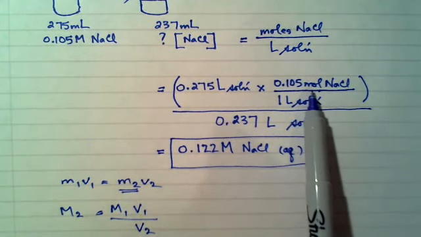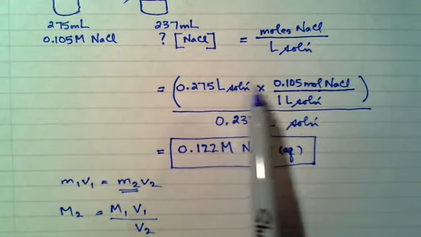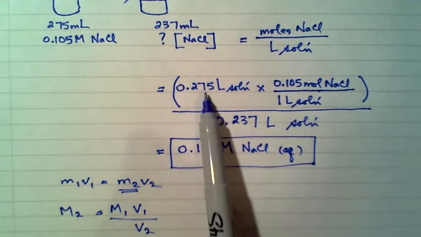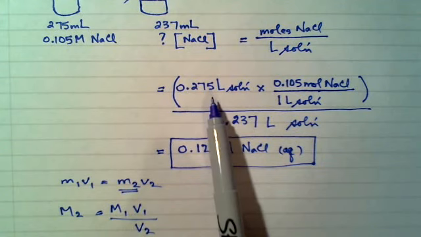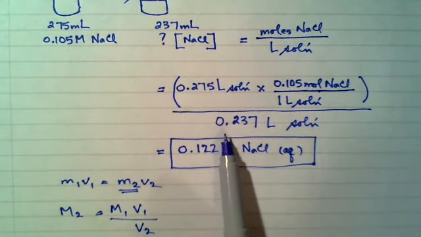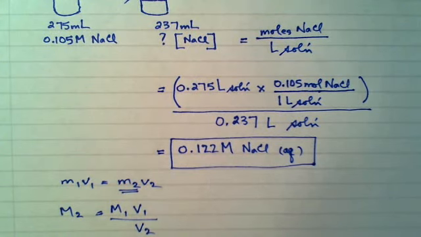There's M1, 0.105 molar, times V1, 0.275 liter, divided by V2, 0.237 liter, and there you have it. Alright, so it doesn't matter which way you do it. Even if you do it this way, you would have to put in all your values with their units. So both would be fine, but there you go.